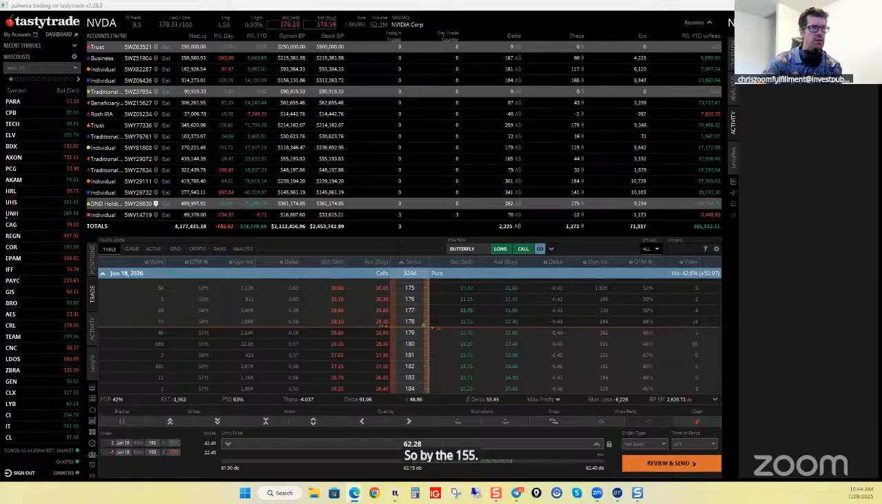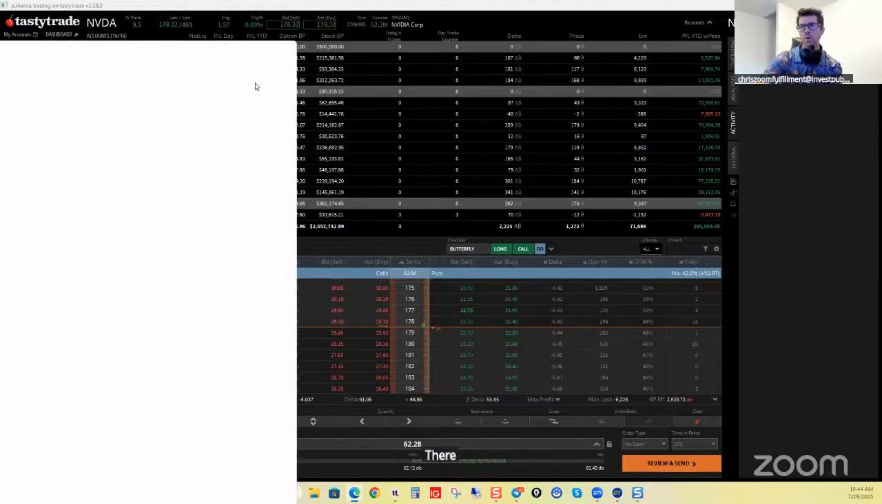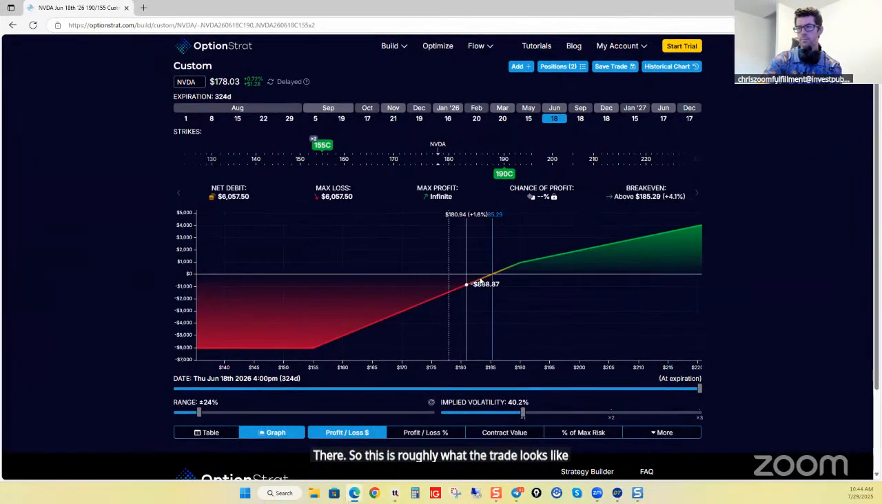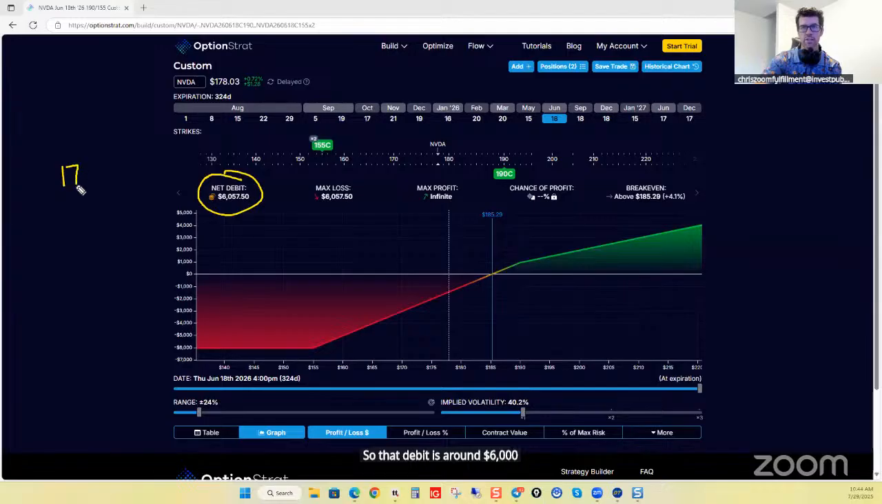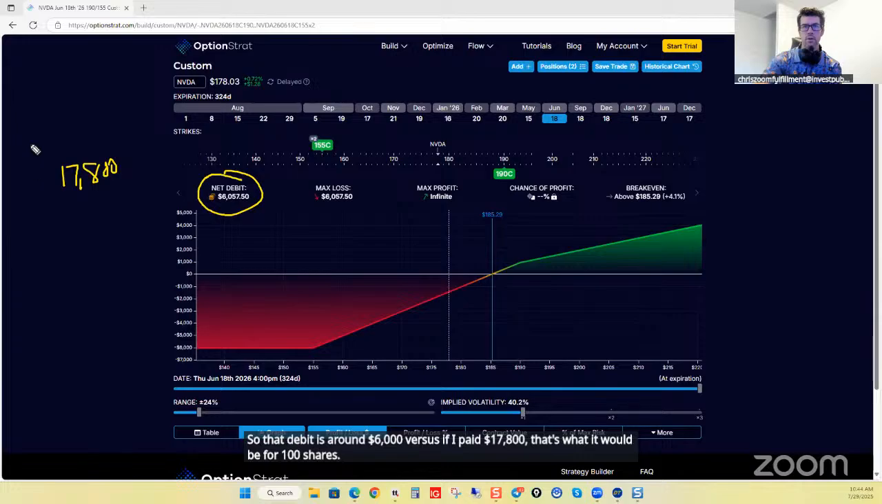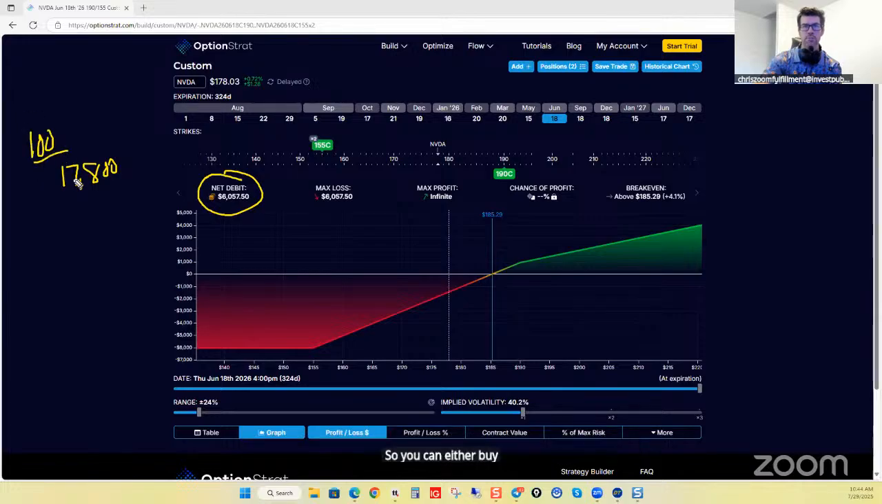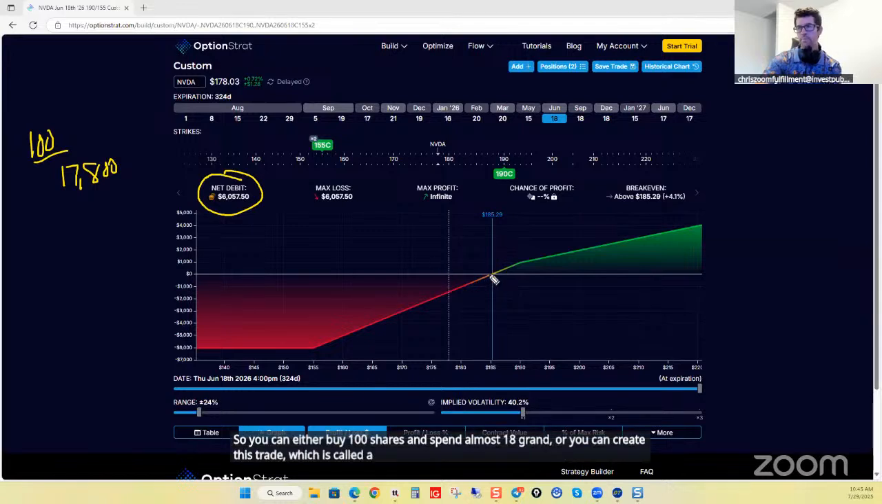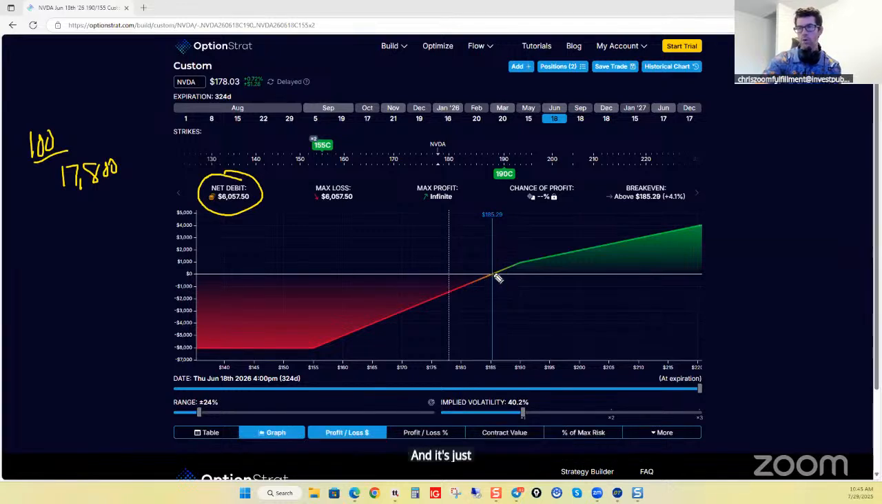And then I'm selling the 190 there. So this is roughly what the trade looks like. Okay. So that debit is around $6,000 versus if I paid $17,800, that's what it would be for 100 shares. So you can either buy 100 shares and spend almost 18 grand, or you can create this trade, which is called a zebra trade. And it's just a dumb name for a synthetically long stock position.